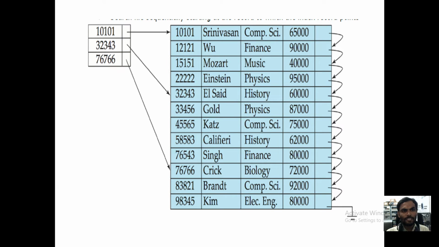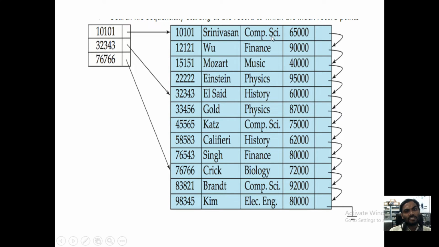Now, taking the sparse index with the instructor ID, 10101 will be there. The instructor ID points to the first index, meaning it searches the value with the help of this index. 10101 is the instructor ID, and it is searched with the help of the first index. After searching 10101, the instructor name is Srinivas, he belongs to the computer science department, and he earns a salary of 65,000.